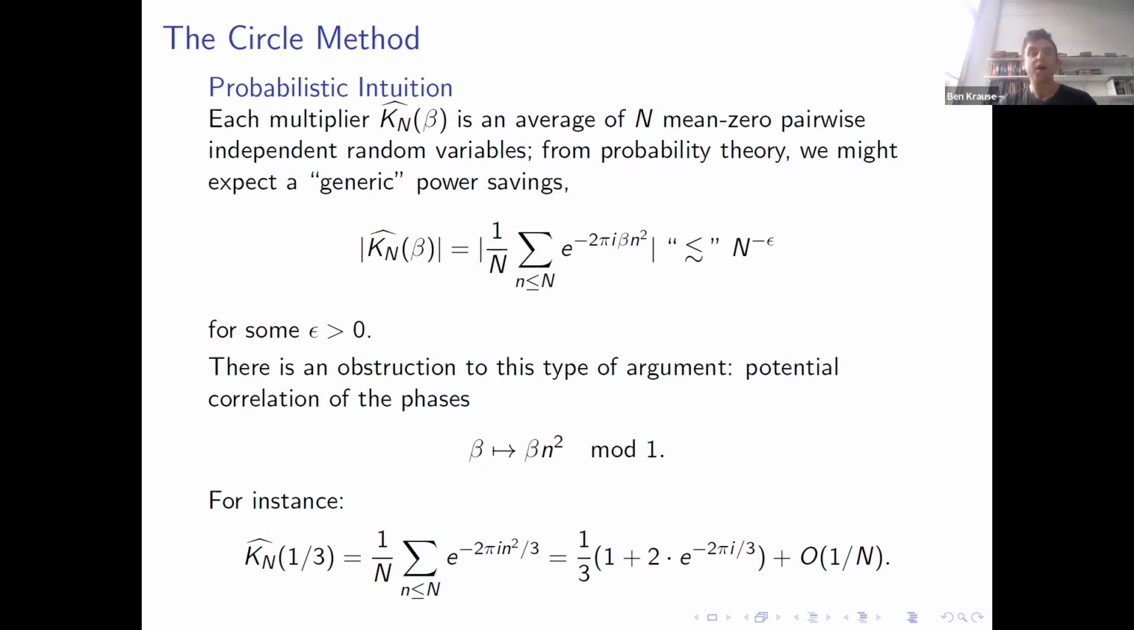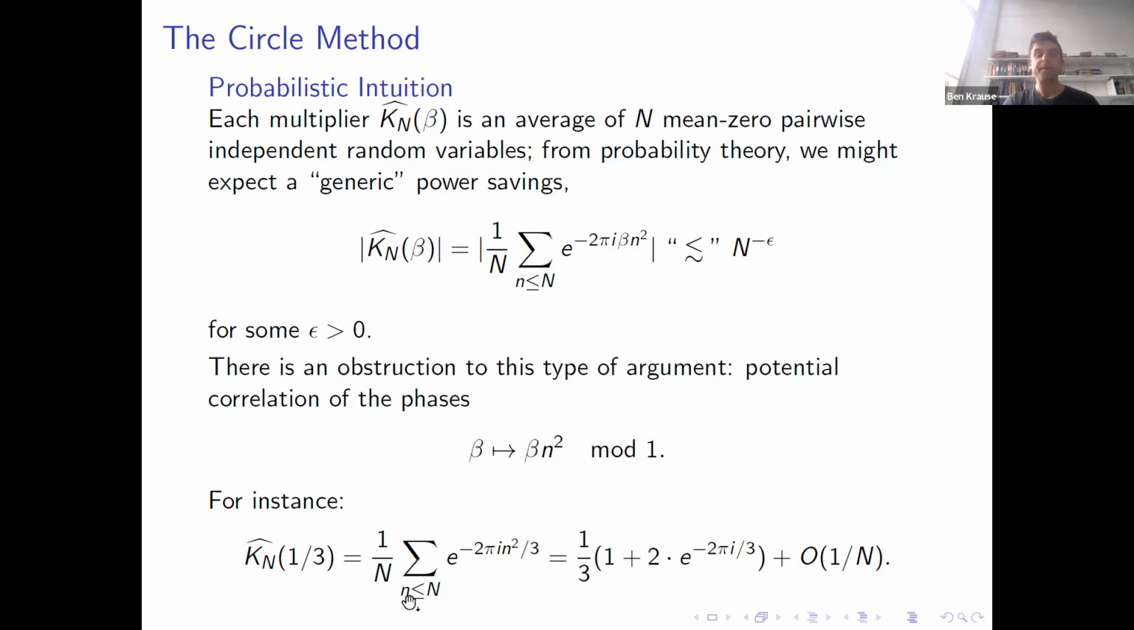But there's an obvious obstruction to this type of reasoning, which comes from the potential correlation of the phases beta times n squared. So this is best shown off with an example. If I choose beta to be a third, then when I sum up this exponential sum, well, I sum up e to the negative 2 pi i 1 over 3 plus e to the negative 2 pi i 4 over 3 plus e to the negative 2 pi i 9 over 3. So that gives me a 1 plus 2 copies of e to the negative 2 pi i over 3. And every 3 n's, I just get a repetition.